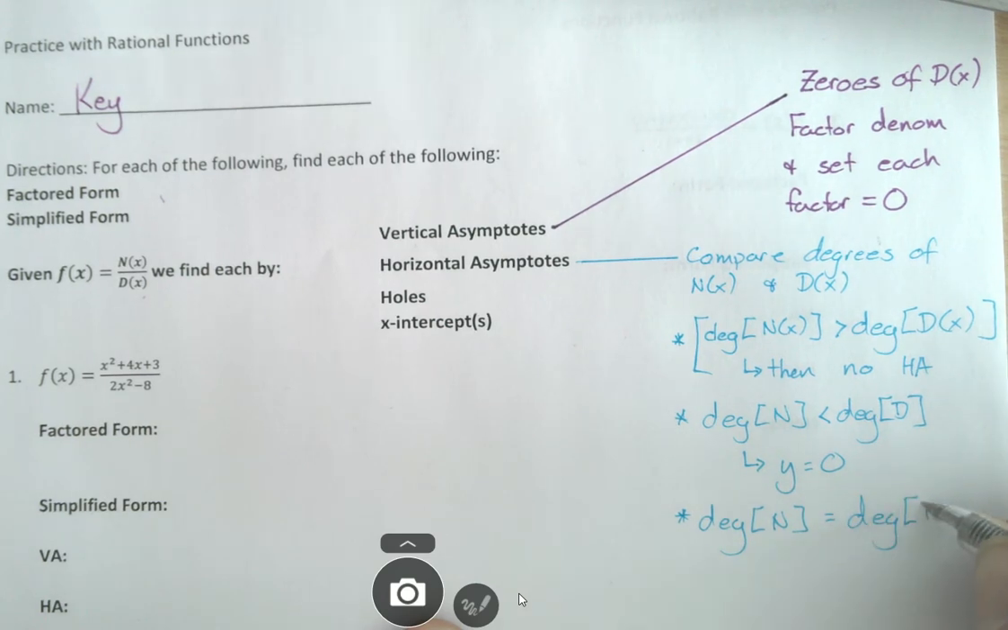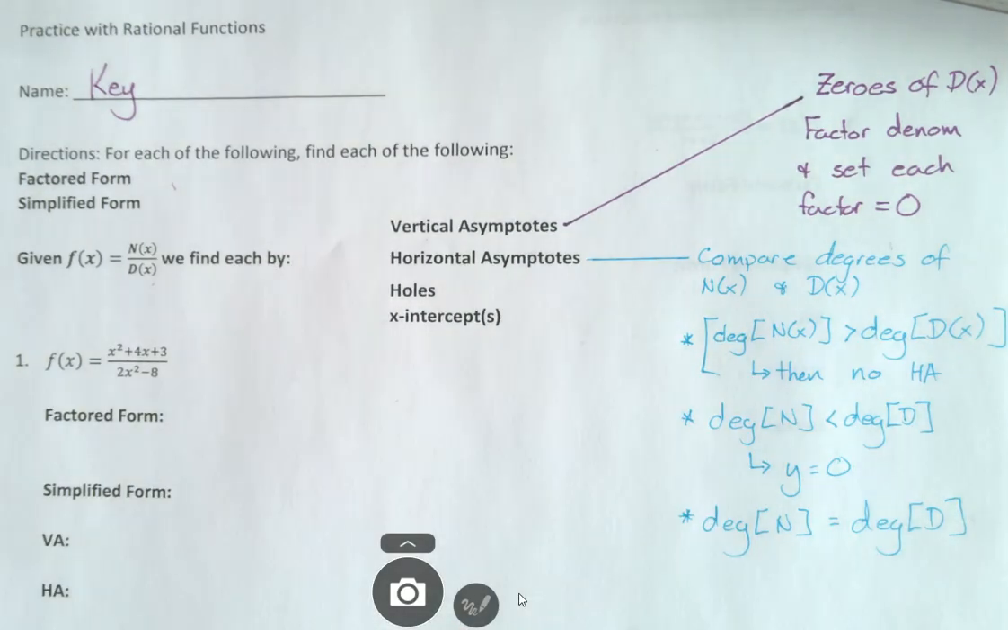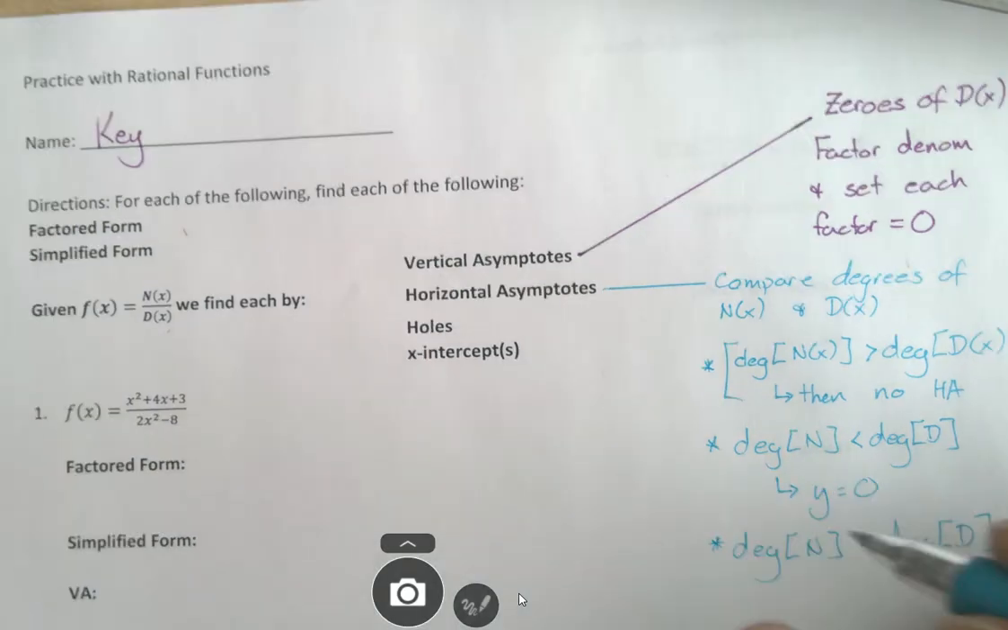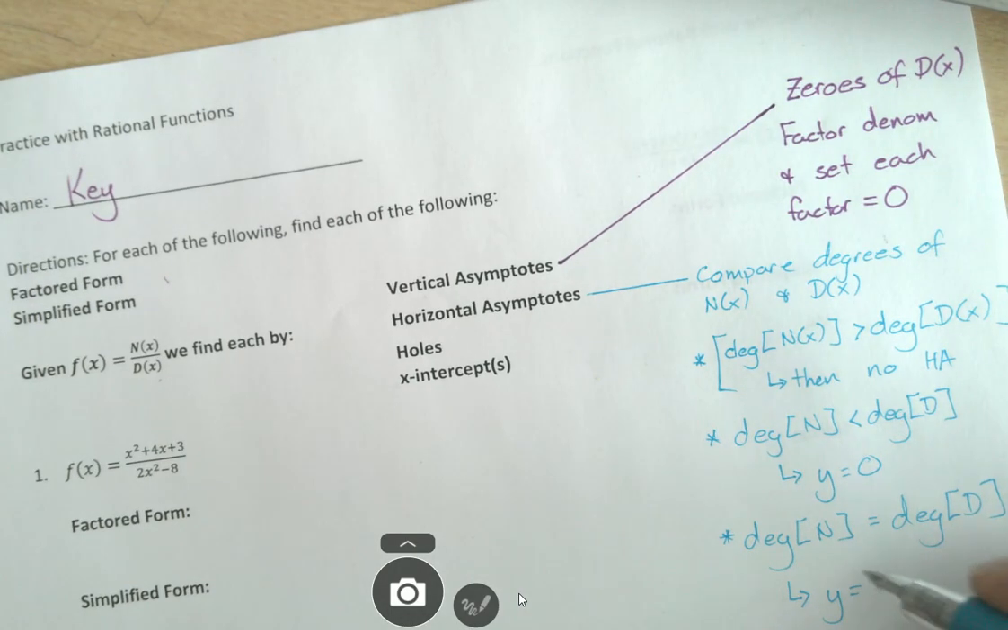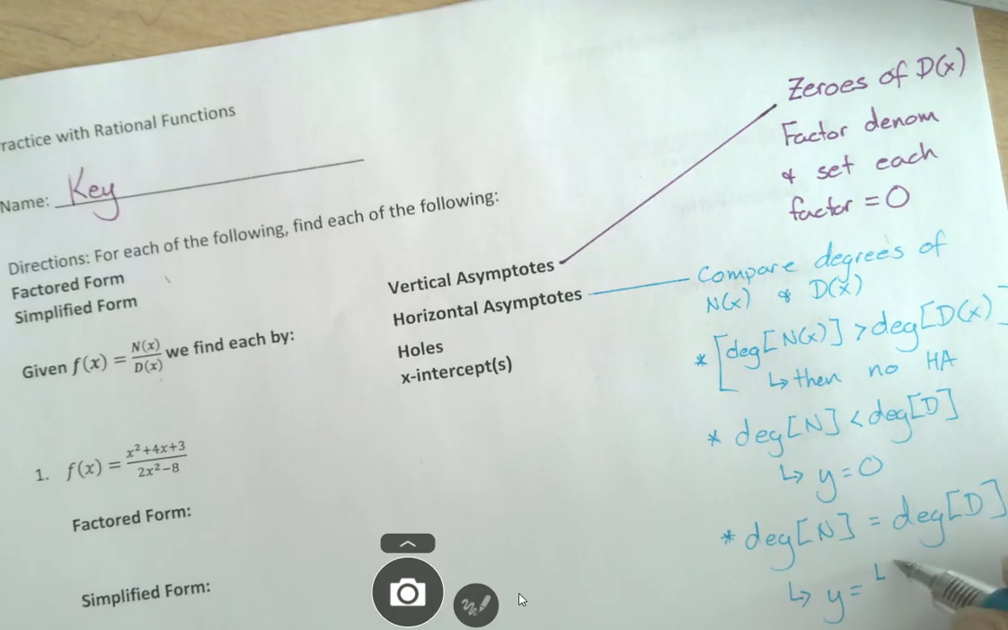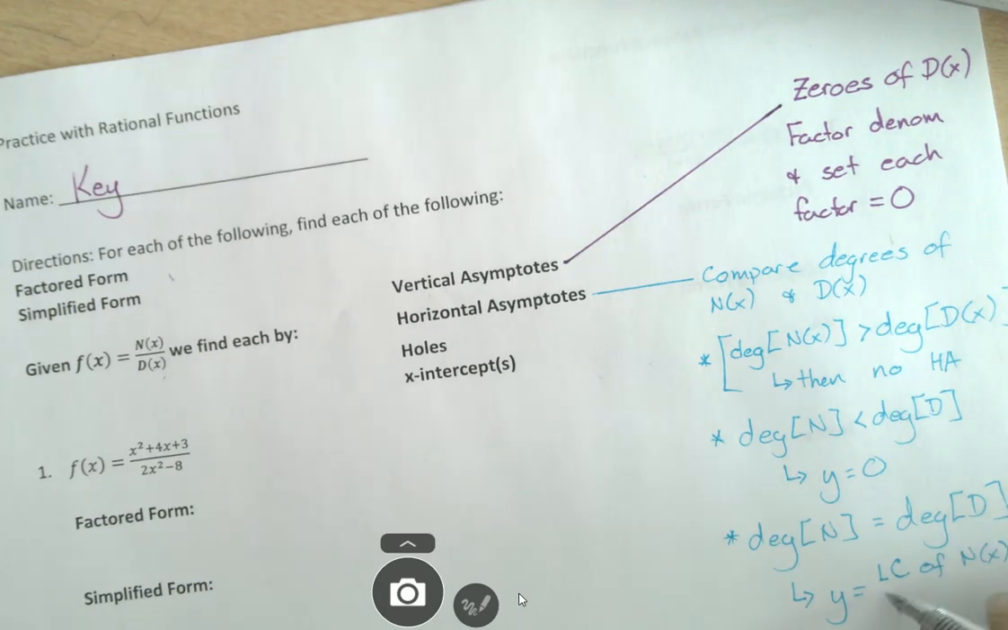I'm just going to use degree. What if they're equal? Then there's a horizontal asymptote still, a y equals. It probably is going to be a fraction. I mean, really, it will be. The leading coefficient of the numerator N of x, over the leading coefficient of the denominator D of x.